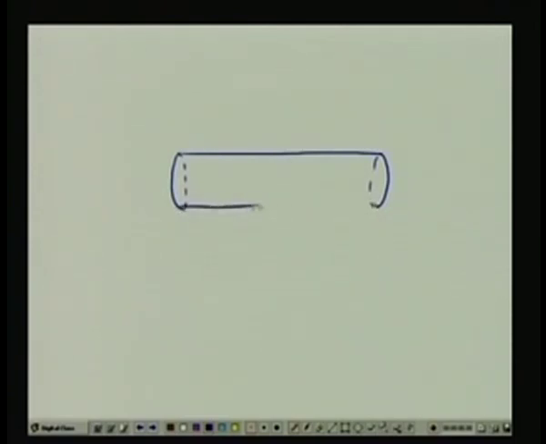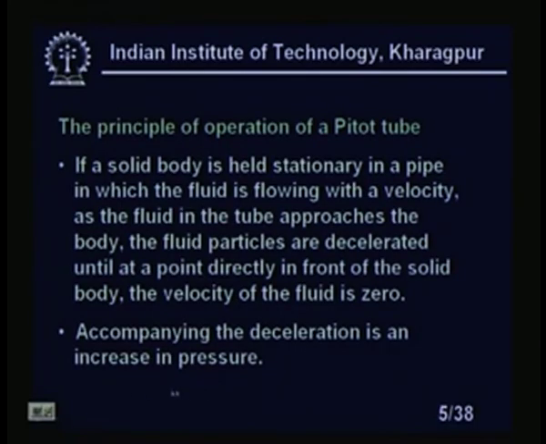So, like this one, it is flowing like this, right. So, what will happen you see here? I have a solid body which is coming and coming to it. So, the pressure at that point will be high compared to the, or highest I should say, compared to the fluid, I mean static pressure there, right. So, accompanying the deceleration is an increase in pressure.